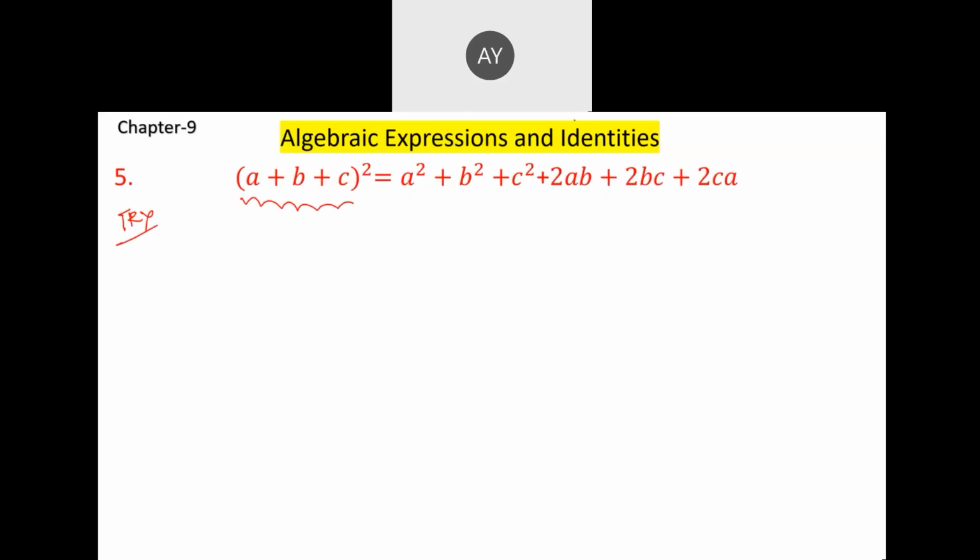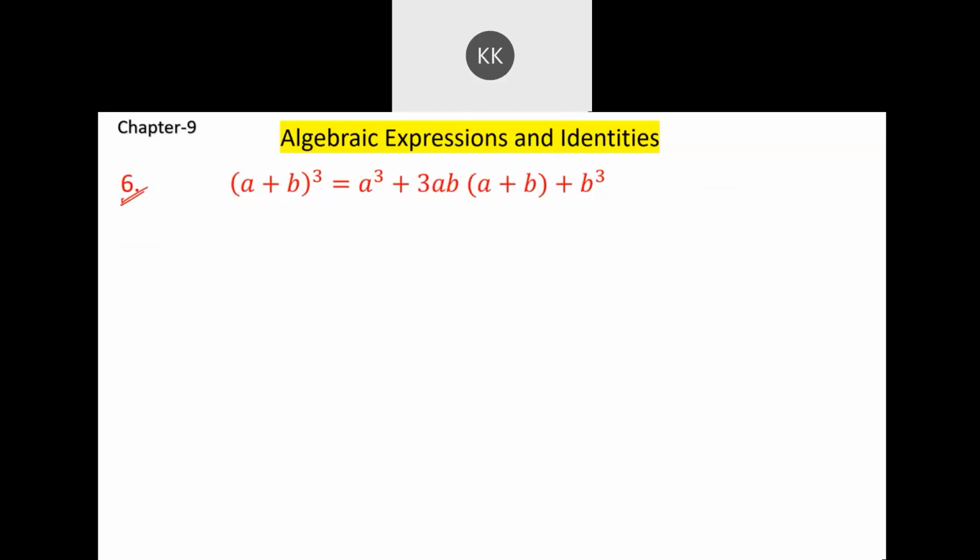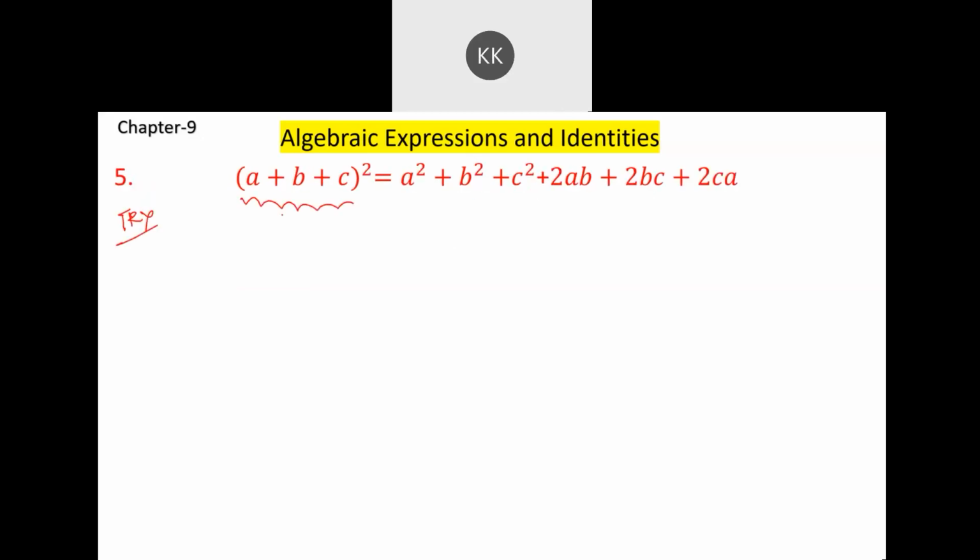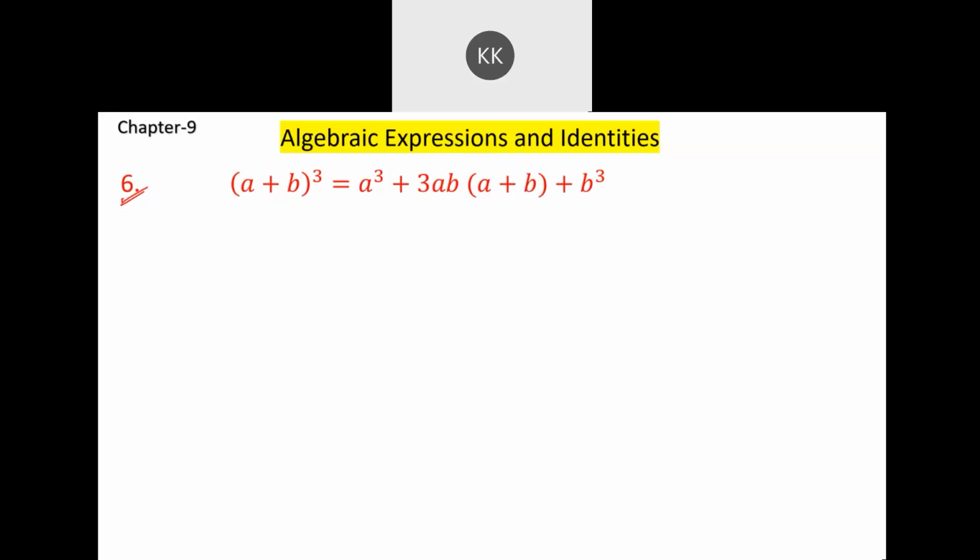These three you try. One is a plus b plus c whole square. Second one is a plus b whole cube. And the third one is a minus b whole cube.